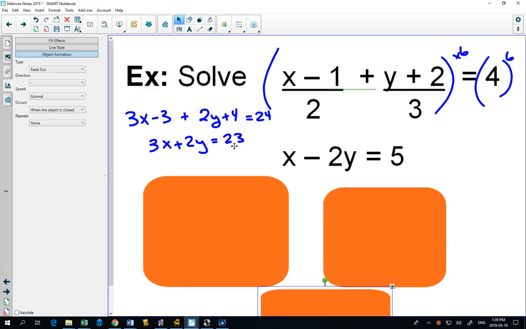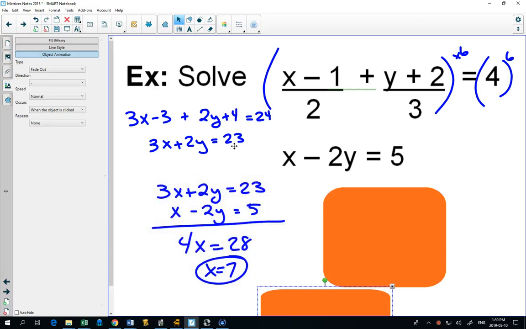Then it seemed natural to use elimination because my y's were already matched up. So when I added them together, I got just 4x equals 28 and x equals 7. How many people use substitution because they could get the x by themselves right away? Okay, most of you, all of you. More than most. Okay.